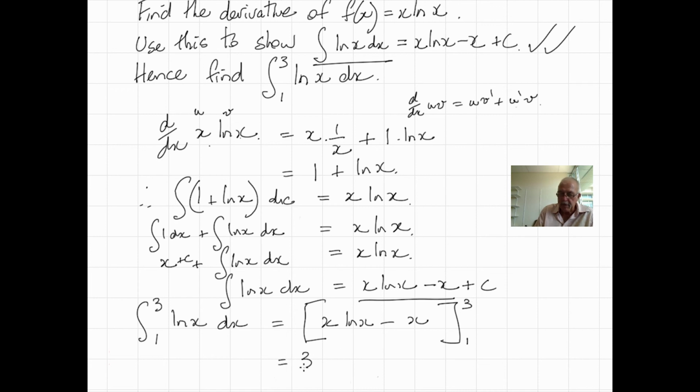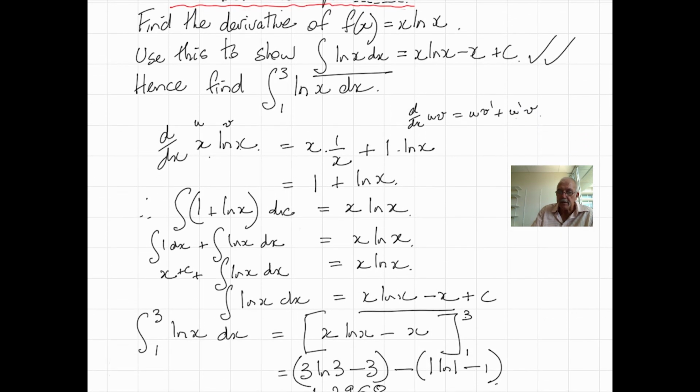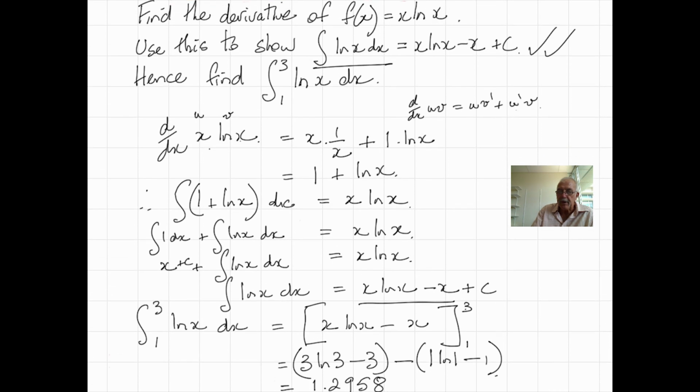So that's equal to 3 ln 3 minus 3 minus, so we put in the values, 1 ln 1 minus 1. And here we get a value. When you put those values into your calculator, you'll get a value of 1.2958. Okay, so this is just reinforcing the idea that when we integrate, you're finding the function that you had to differentiate to get that function that you're trying to integrate.